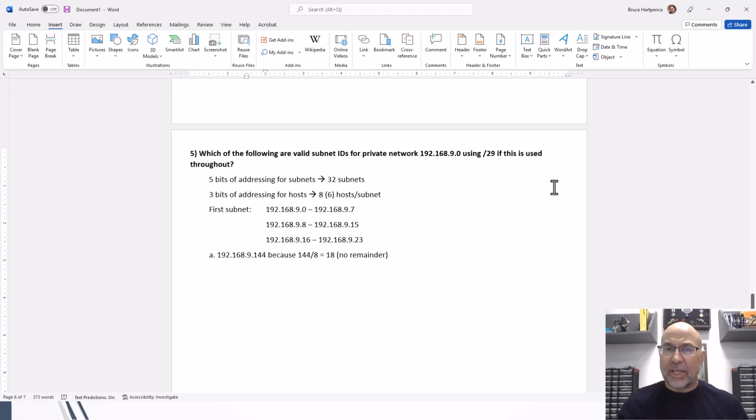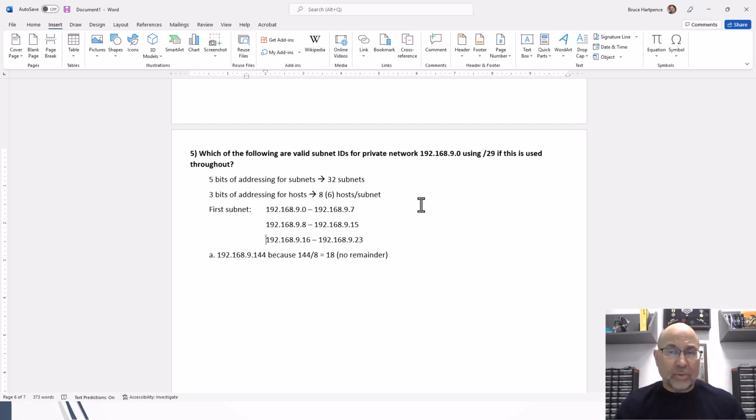So we start off with a /24. That's 5 bits of addressing for subnets, so we created 32 subnets. And we could write them all down again, or again, we could try to look for patterns. Now we know that if I stole 5 bits for subnets, then I've got 3 bits left over for hosts. So I've got 8 possible addresses in the hosts. And in the first one, for example, it would be 0 to 7.